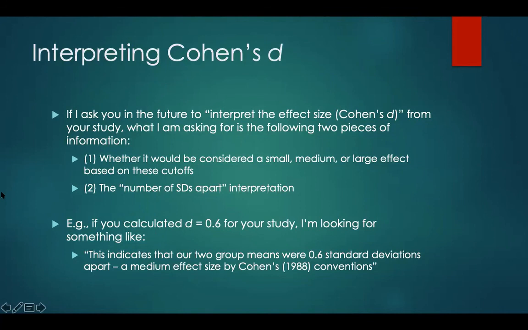So if I ask you in the future to interpret the effect size, Cohen's d, from your study, what I'm asking you for is the following two pieces of information. Whether it would be considered a small, medium, or large effect based on these cutoffs, and the number of standard deviations apart. So if you calculated a 0.6 for your study, I'm looking for something like, this indicates that our two group means were 0.6 standard deviations apart, a medium effect size by Cohen's conventions.